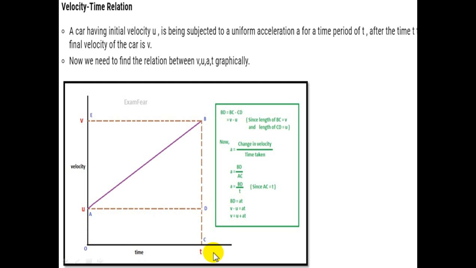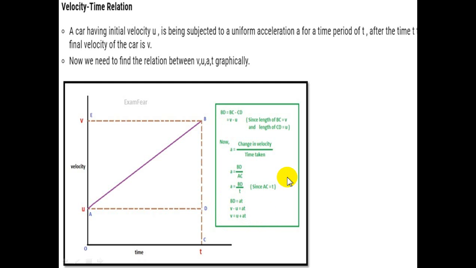Time taken is OC. It's written here as AO, but it should be OC, right? So BD by OC, the time changes from O to C. No, AO is not correct. Or you can just understand it like this: the time taken is equal to T, nothing else. So BD by T, and what is the value of BD? BD is V minus U, so A is equal to V minus U by T.